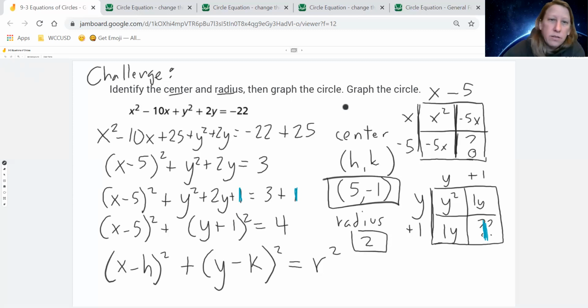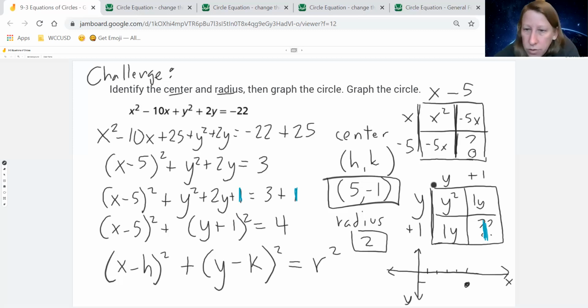Okay, I'm gonna graph it. 1, 2, 3, 4, 5, -1. There's the center. X, this is Y. And then I'm going to go out 2 from here. So I'm going to go, this is -1. This is -2. I'm going to go out 2 this way. I'm going to go out 2 this way. And I'm going to go down 2 this way. And then I'm going to be really careful and draw it the best that I can.